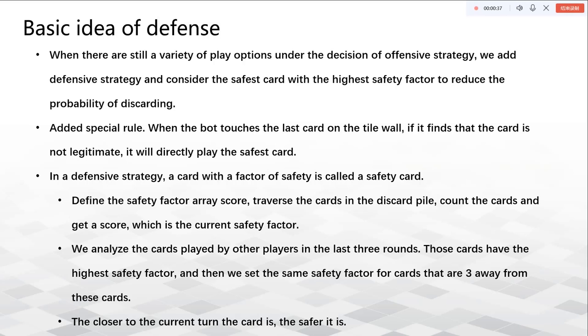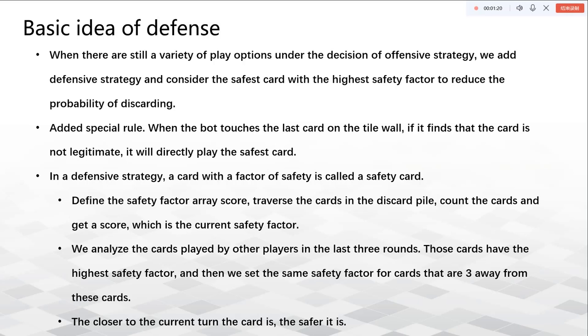When our bot draws the last card on the table, if it finds that the card is not legitimate, it will directly play the safety card. As shown above, a card with an effect of safety is called a safety card. The higher the safety factor, the less easy it is for other players to 吃碰干胡. In particular, we define the array recording the score as a safety factor. Traverse the cards in the discard pile. Count the cards and get a score, which is the current safety factor.